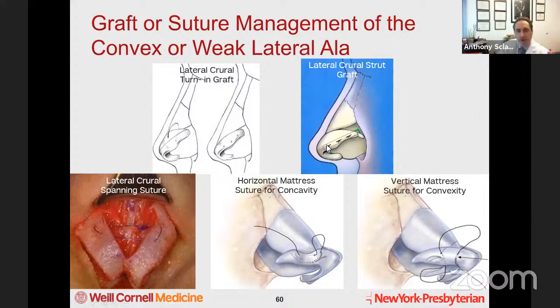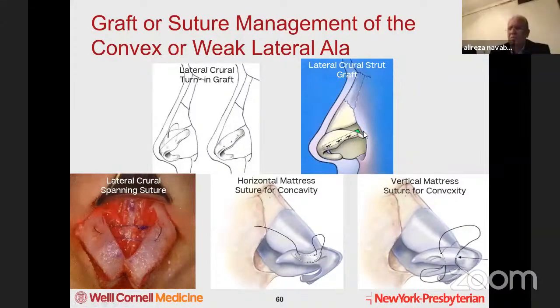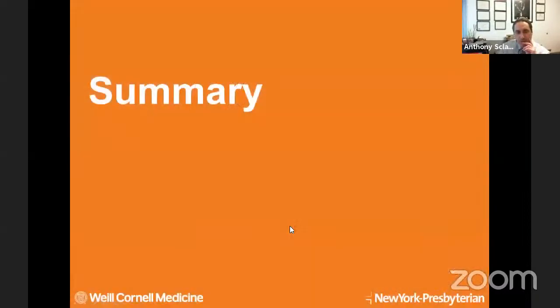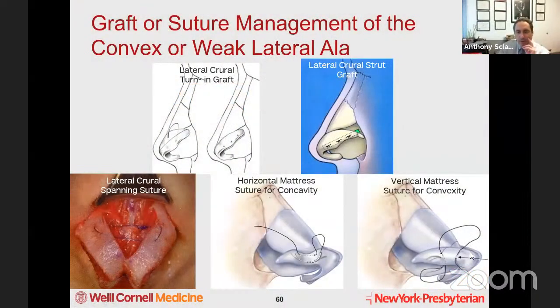The lateral crural strut graft is a schematic of it. You can imagine if this was really overly convex, you can flatten that piece of lateral crus out with even a non-articulating lateral crural strut graft. Oops, sorry, you don't have to worry about this. Look at this. If this was really rounded, you can put a mattress suture.